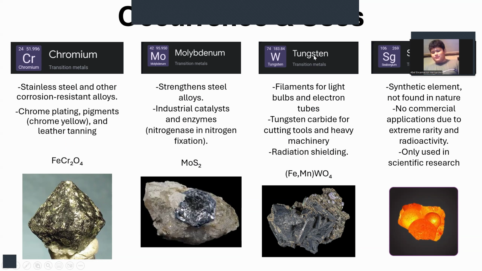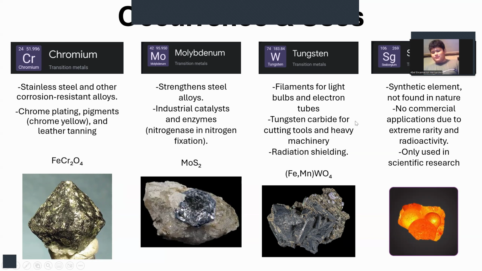Next, we have tungsten. One of the most common and widely known uses of tungsten is that it's the little metal filament in your regular household bulbs. Tungsten has a very high melting point, therefore it's used for electricity to go through it and resist the high heat that goes through it.